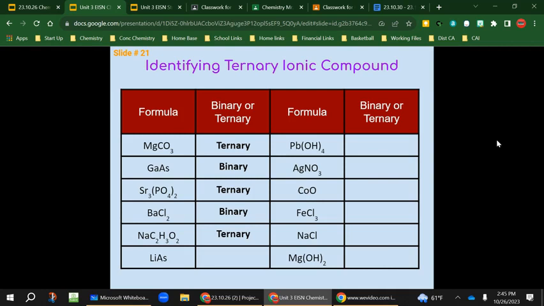Okay, good. LiAs. Lydia. 2 capital letters. Binary. Pb(OH)4. Angel. This one over here, not you over there. Ternary. Good. AgNO3. That angel over there, not this one over here. Ternary. Good. CoO. Ben. 2 capital letters. Good. FeCl3. Jade. Binary. Good. Now, be careful.